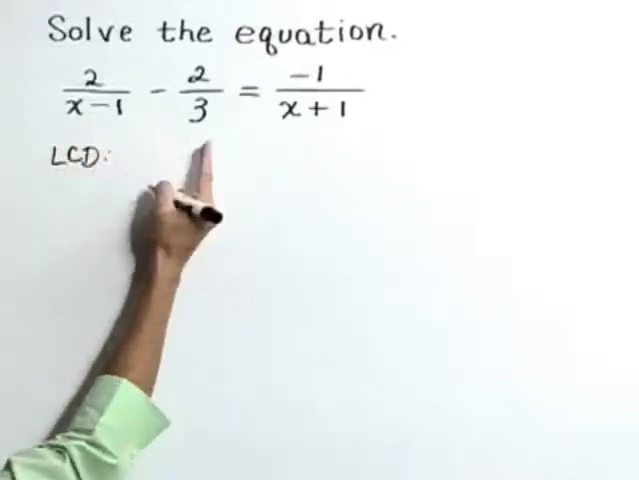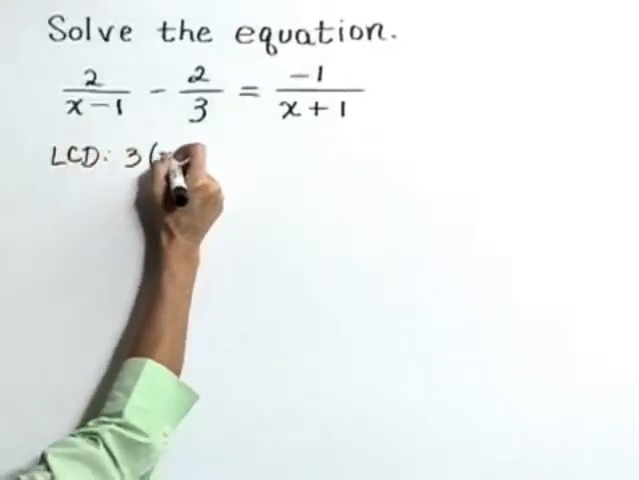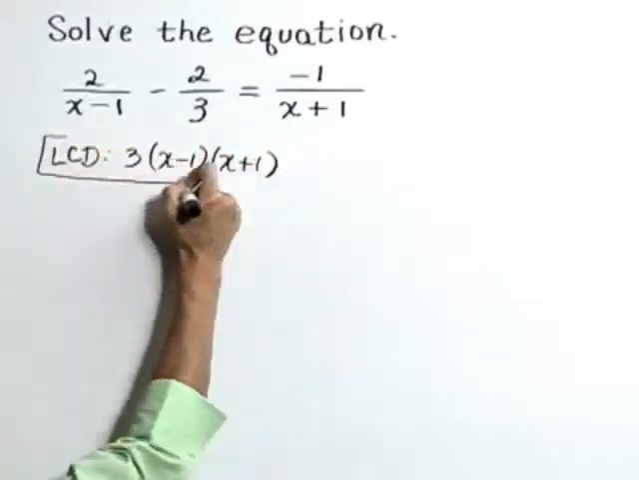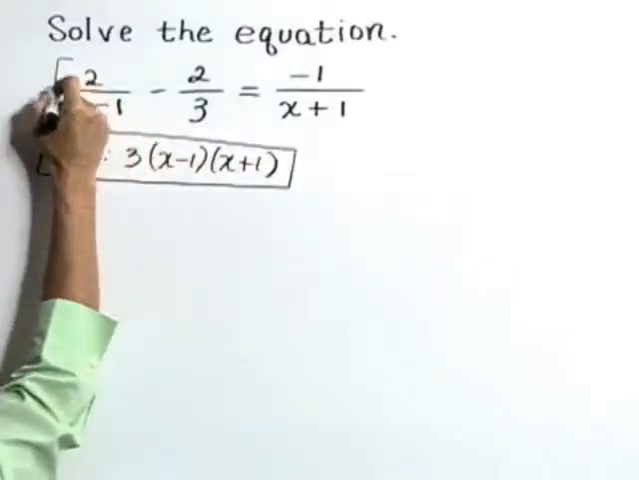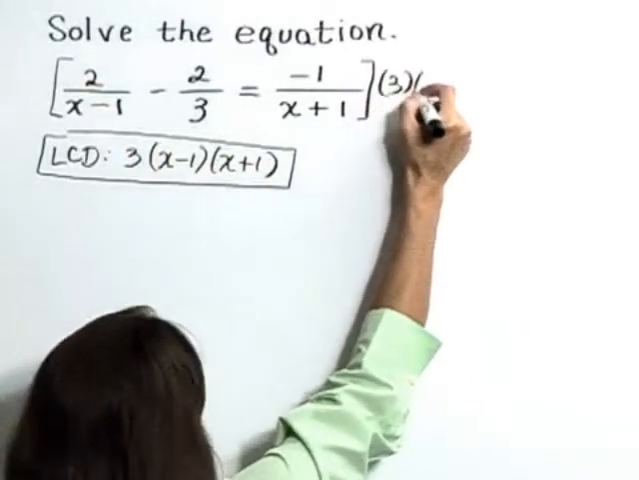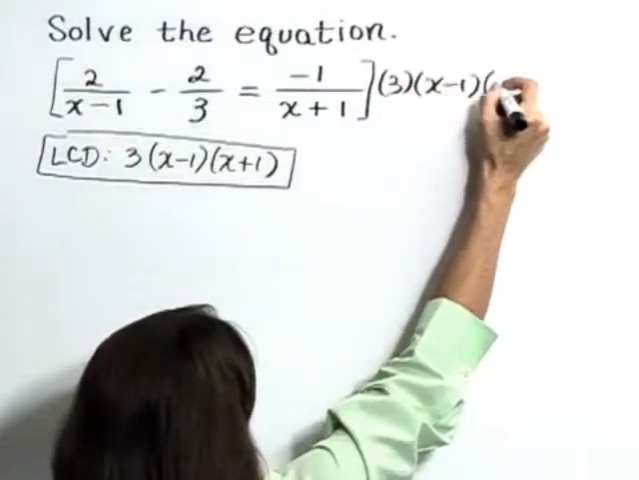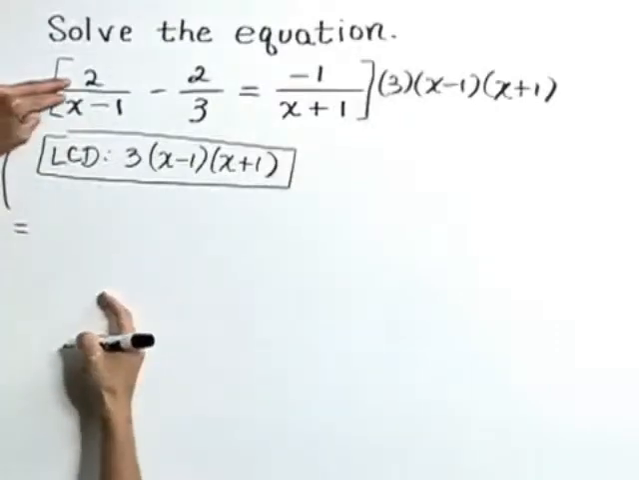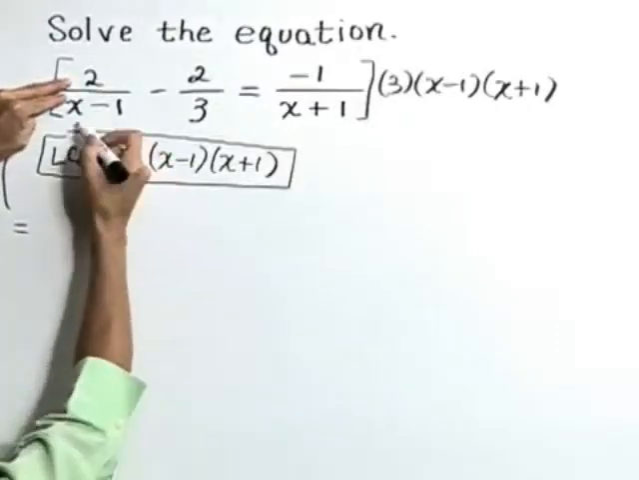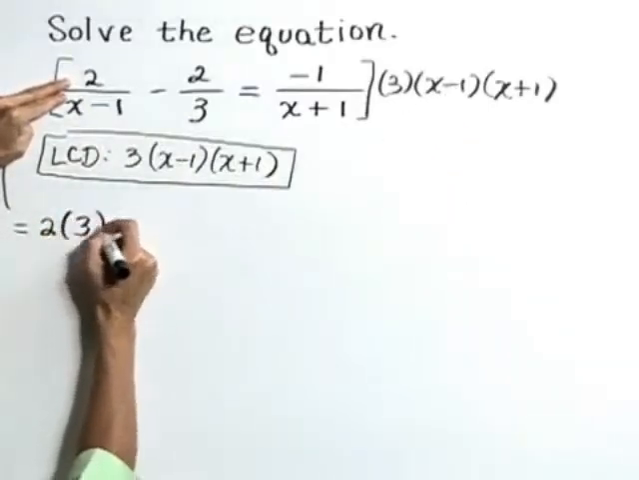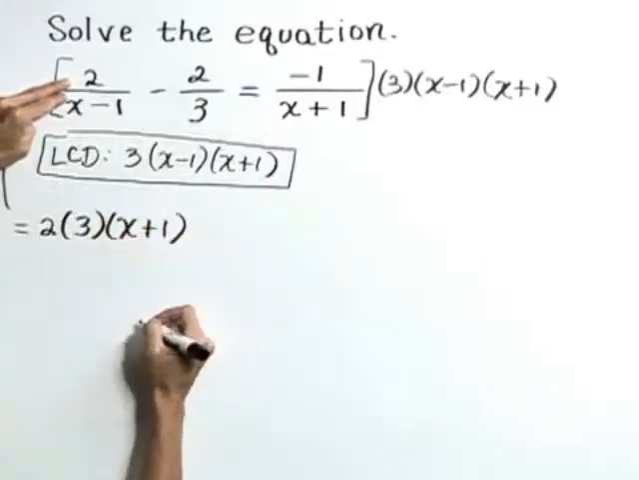The LCD is 3 times x minus 1 times x plus 1. So let's multiply our original equation then by that lowest common denominator, 3 times x minus 1 times x plus 1. Multiplying times our first fraction, notice that our x minus 1s are going to cancel, leaving us with 2 times 3 times x plus 1.